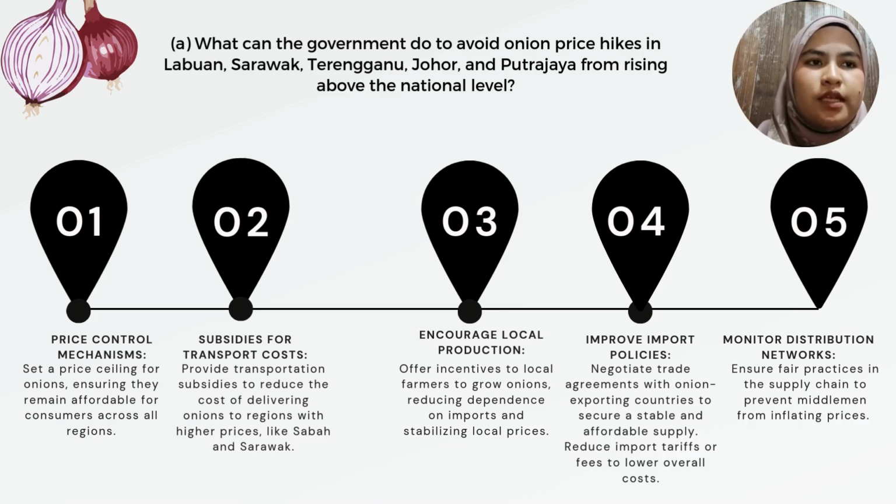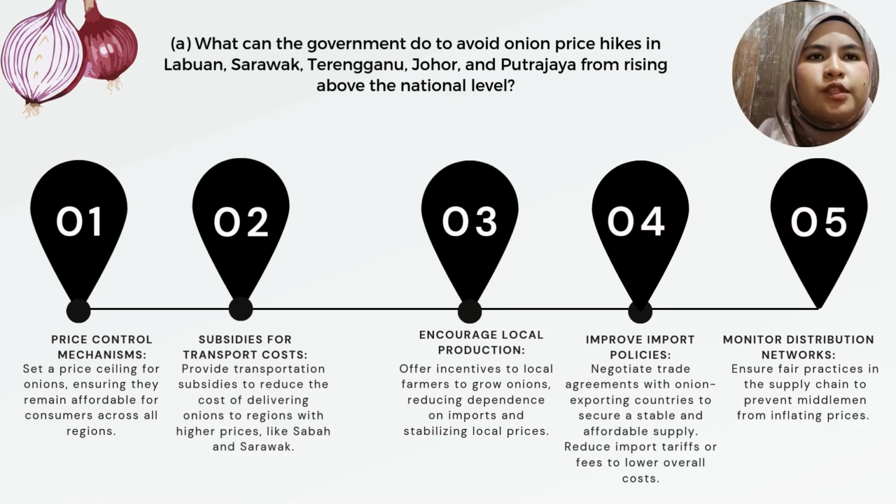So, for the question, what can the government do to avoid onion price hikes in Labuan, Sarawak, Terengganu, Johor and Putrajaya from rising above the national level? Based on my study, there are four steps that the government can do. The first is a price control mechanism. The second one is subsidies for transport costs.